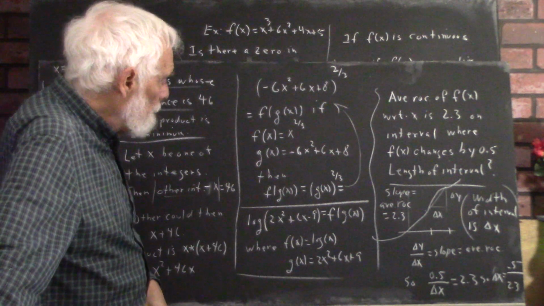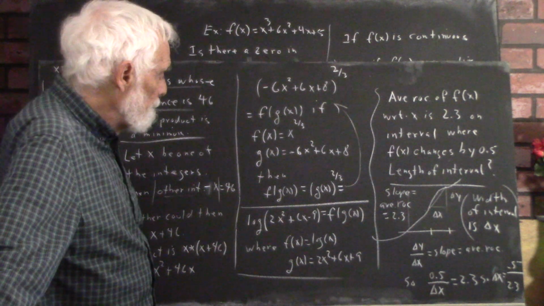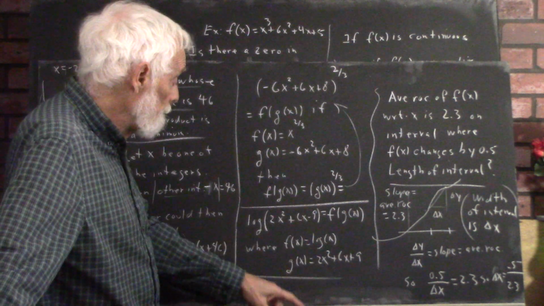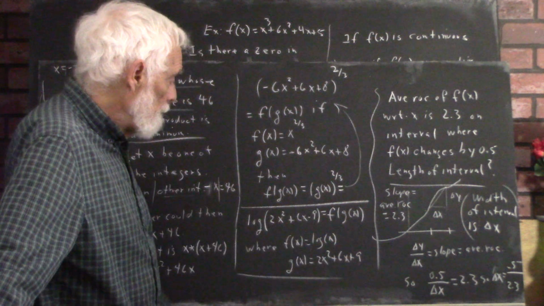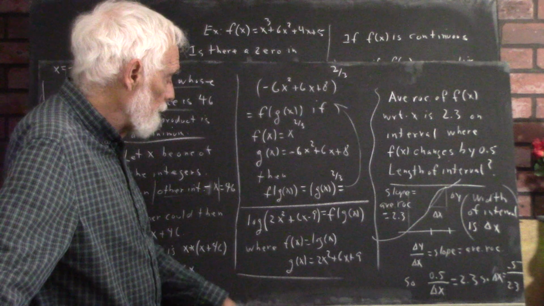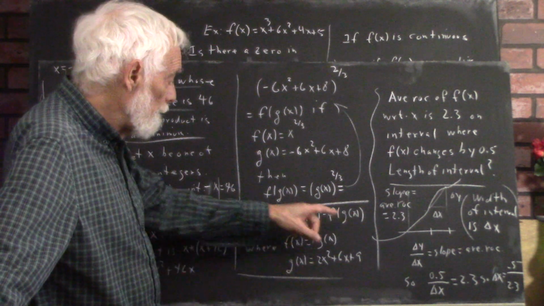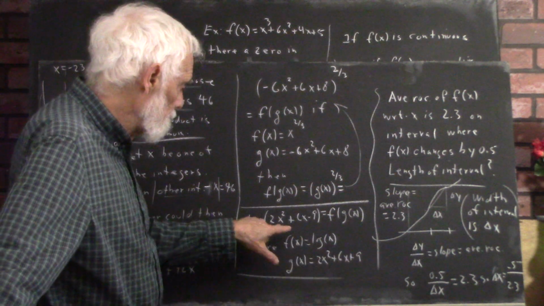another example of a composite is log of 2x squared plus 6x plus 9. Well, that equals f of g of x. If f of x is log of x, g of x is 2x squared plus 6x plus 9. If f of x equals log of x, then f of g of x is the log of g of x, and the log of g of x is the log of this, and that's what you started with.